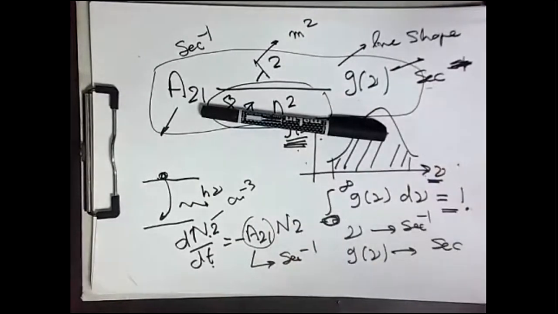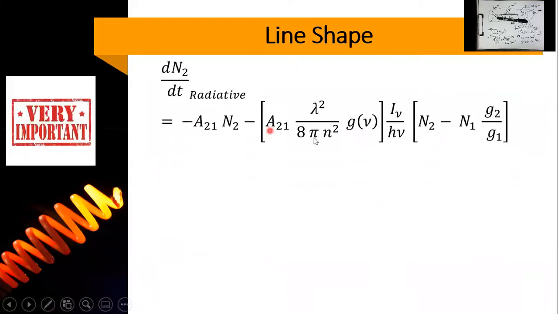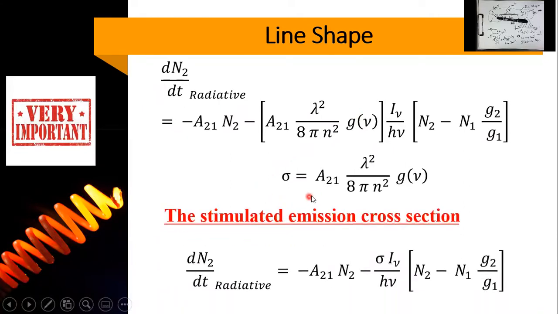So what we are going to do, my dear students, is that we are going to have this parameter, which is A21 lambda square over 8 pi n square G of mu. We are going to call this the stimulated emission cross-section. We call it the stimulated emission cross-section because simply this is associated to this term N2, which represents the stimulated emission, and sigma, which will become a very famous term for our course, will have a unit of meter square.